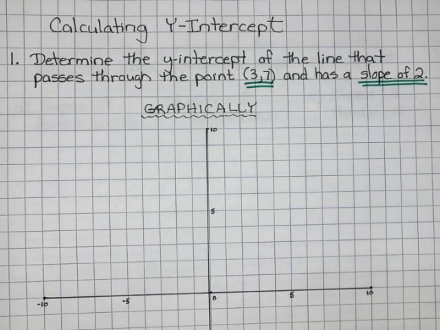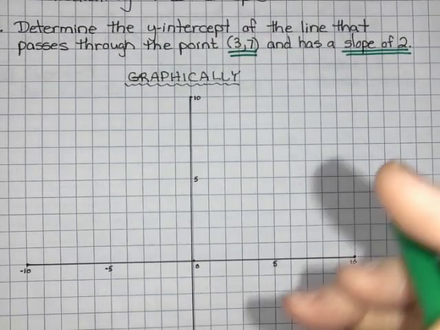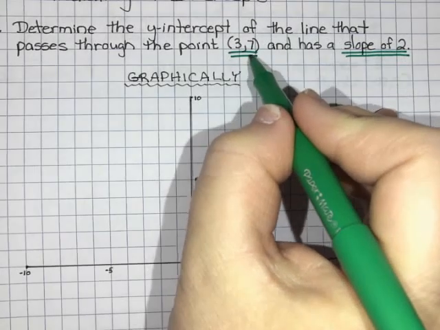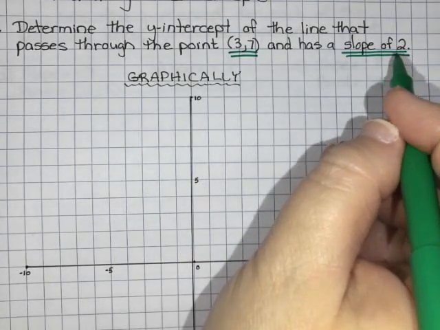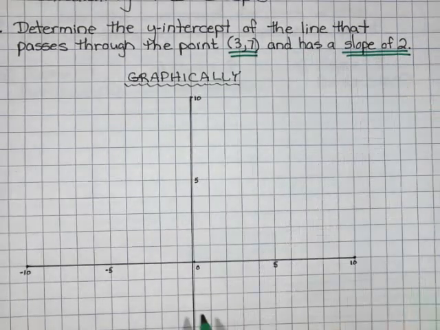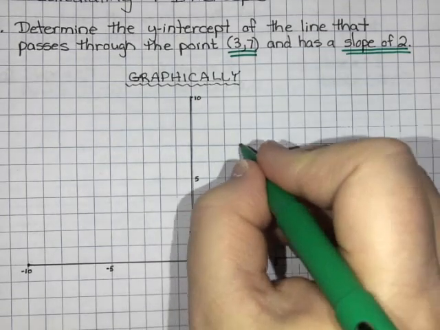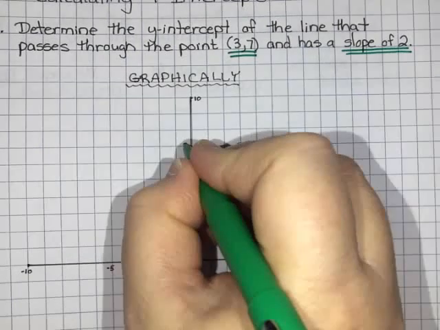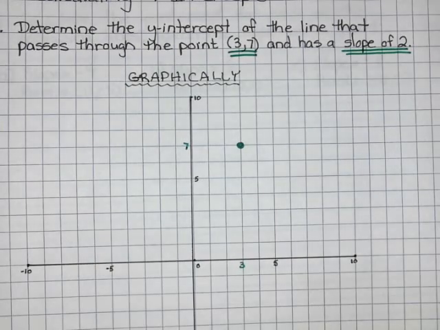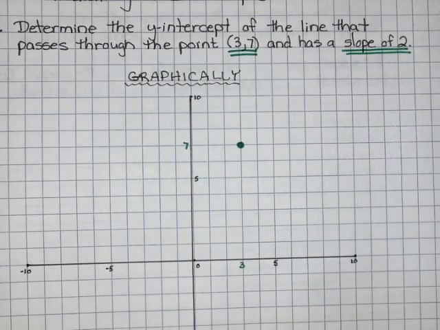We're going to do it graphically, so on a graph, and algebraically, so using some algebra. So if I want to try to do this graphically, I know two things. I know that it goes through the point (3, 7), and it has a slope of 2. So I think I'm going to start with the point (3, 7). So I'm going to find 3 on the x-axis, and then go up to 7 on the y-axis, and make a point. So from there, it says the slope is 2.